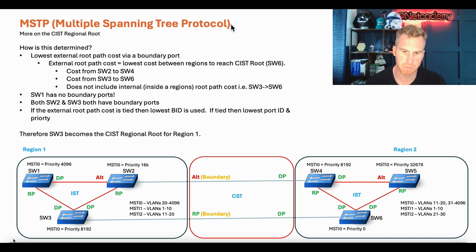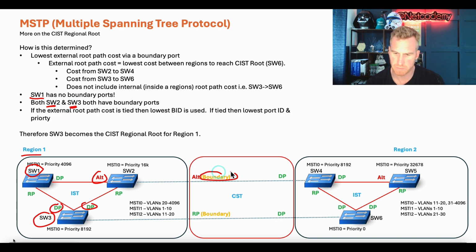And we've already gone through this because SW1 here did not have any boundary ports. That is why we saw the root interfaces on those bridges actually changing and SW3 becoming that regional root bridge for region 1. But both SW2 and SW3 have these boundary interfaces, haven't they? And again, they're taking into account the external cost to get from region 1 to region 2.